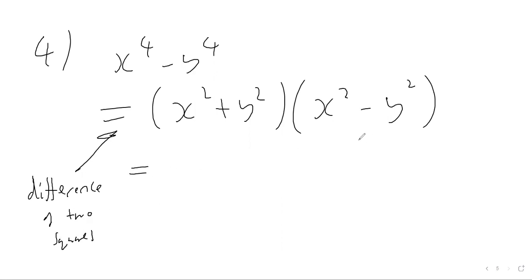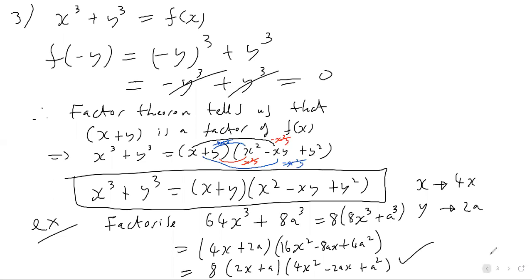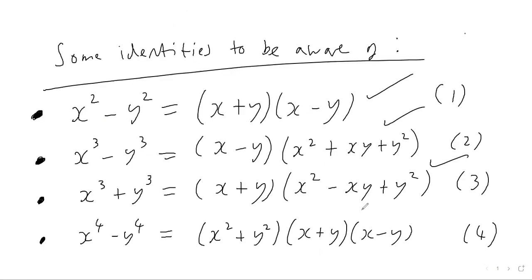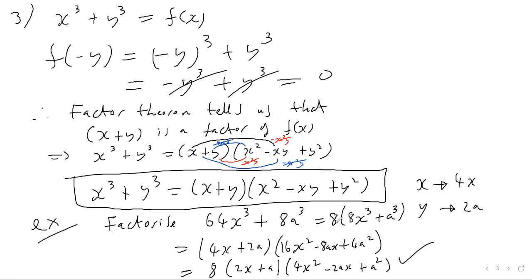And so again, we can actually use the difference of two squares there. So we're going to be left with x squared plus y squared times x plus y times x minus y. And so we get that result there. Again, we can use this formula to factorize examples like we did with the previous two. So yeah, it's just a case of realizing that we can use these four formulas or identities to simplify expressions if we need to.